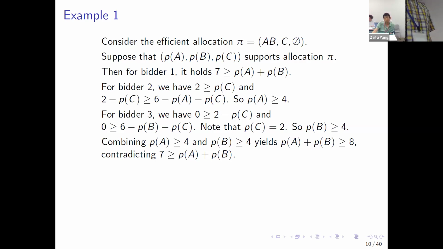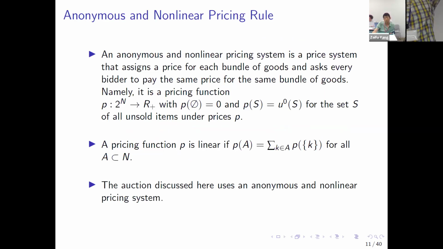Okay. So from this example, we know that we cannot use the standard variation equilibrium anymore. Then we think about whether it's possible. We still have anonymous, but now the price might not be linear anymore. So we think about a nonlinear pricing rule. So here now we define the price in such a way.